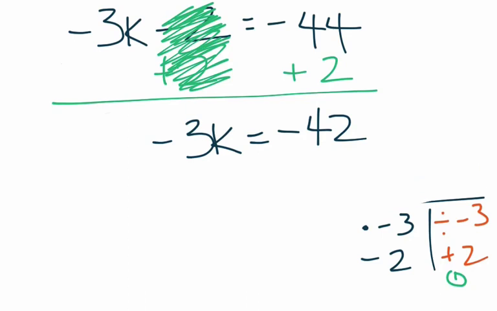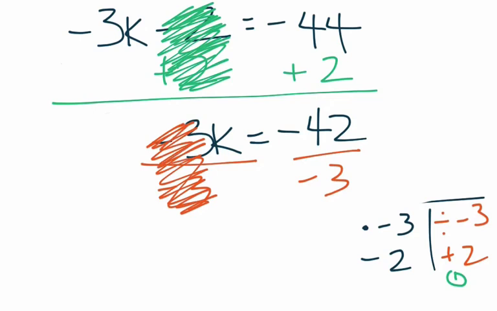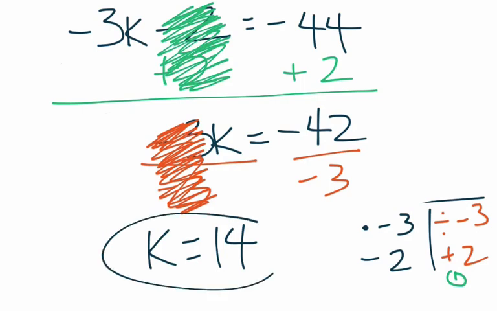I need to divide by negative 3. I'm going to give myself some space here. So I still have to divide by negative 3, and these negative 3s go away, and we're going to get k equals whatever negative 42 divided by negative 3 is. That will be our answer, which is 14. So k is 14.